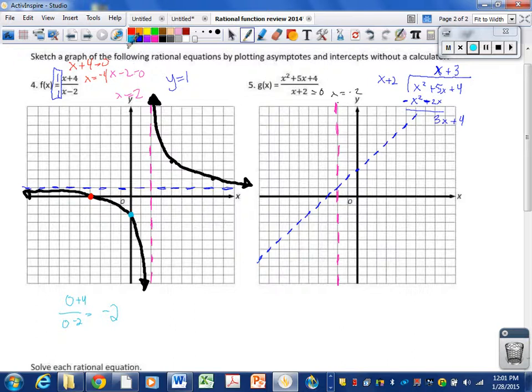Okay, x-intercepts. Let's solve our numerator. X squared plus 5x plus 4 equals 0. Okay, what numbers multiply to give you 4 and add to give 5? 1 and 4. That means x is negative 1 or x is negative 4. So it crosses at negative 1. And it crosses at 1, 2, 3, 4.